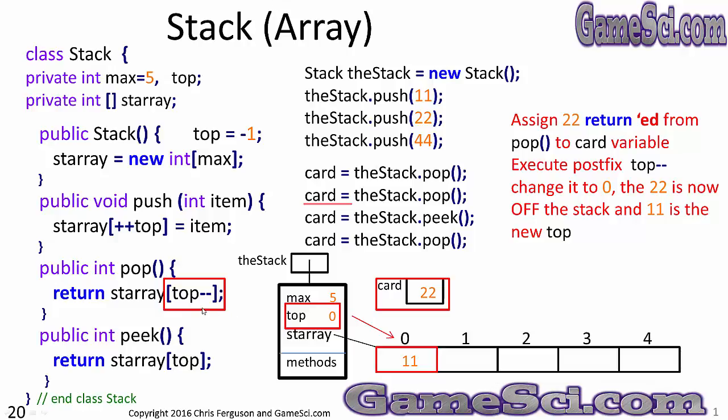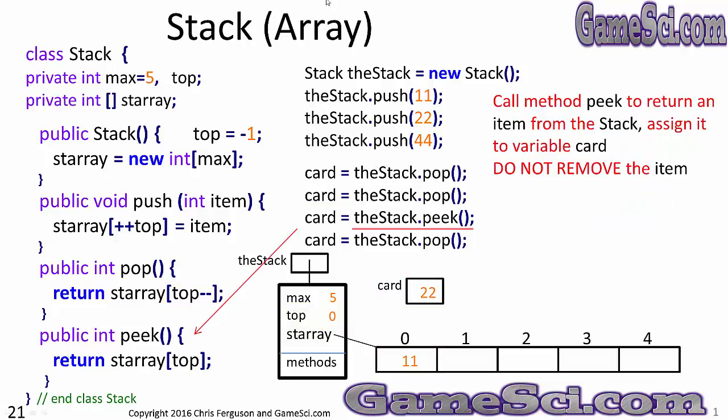Now that postfix notation makes it a little bit more complicated. We could have implemented this in a different way. We could have assigned what was at the top of the stack to a temp variable, then subtracted top, and then returned the temp variable. But then it would take 3 lines of code, or 3 steps to do it. This is a little more compact way to do it.